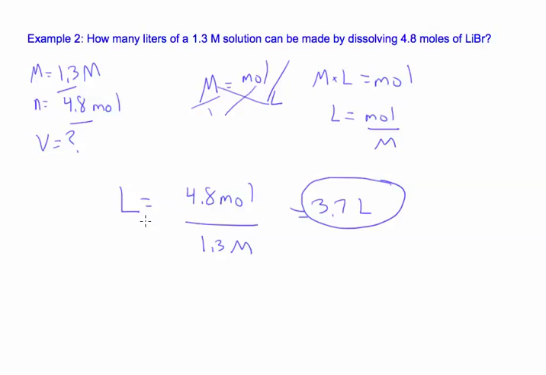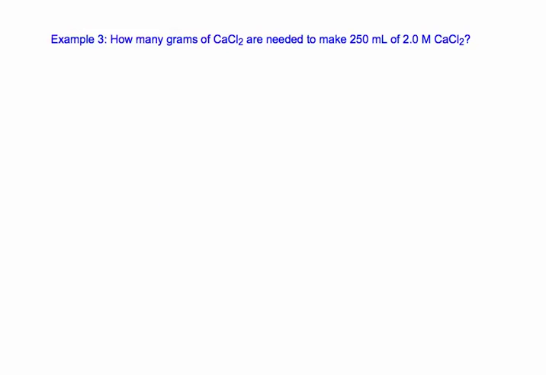Let's try one more. This question says, how many grams of calcium chloride are needed to make 250 milliliters of 2 molar calcium chloride? This question is a far more realistic use of molarity, because before we were measuring in moles, but there's no scale or piece of lab equipment that we can go to and measure out moles of something. We're going to measure out grams of it, but we learned several chapters ago how to convert between moles and grams.